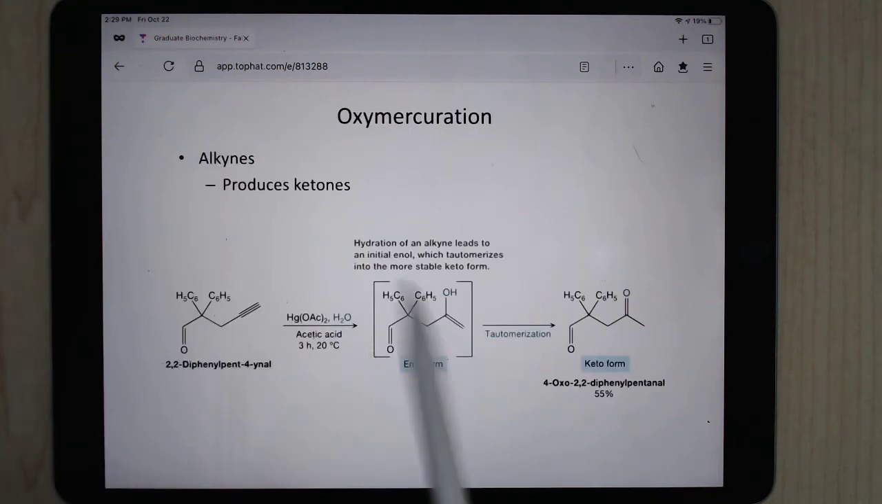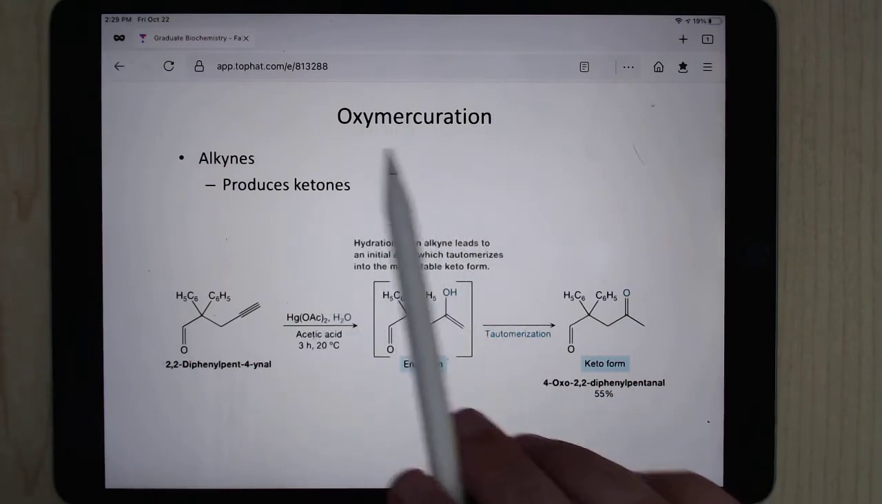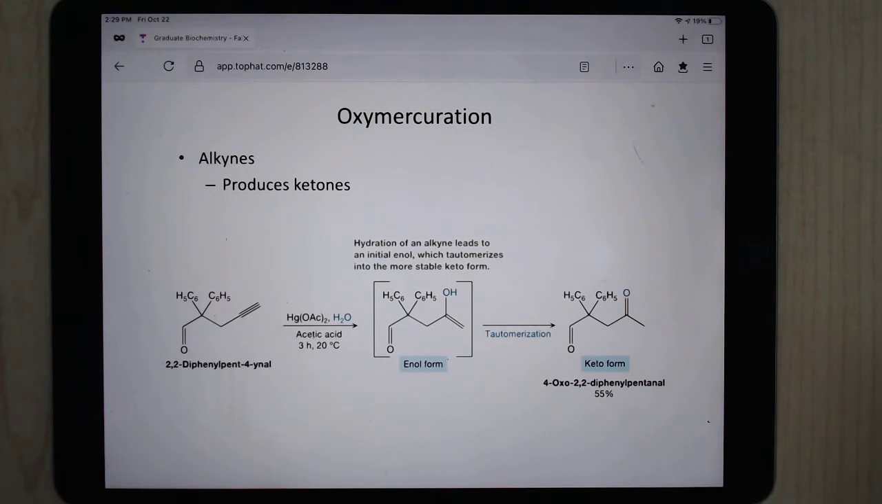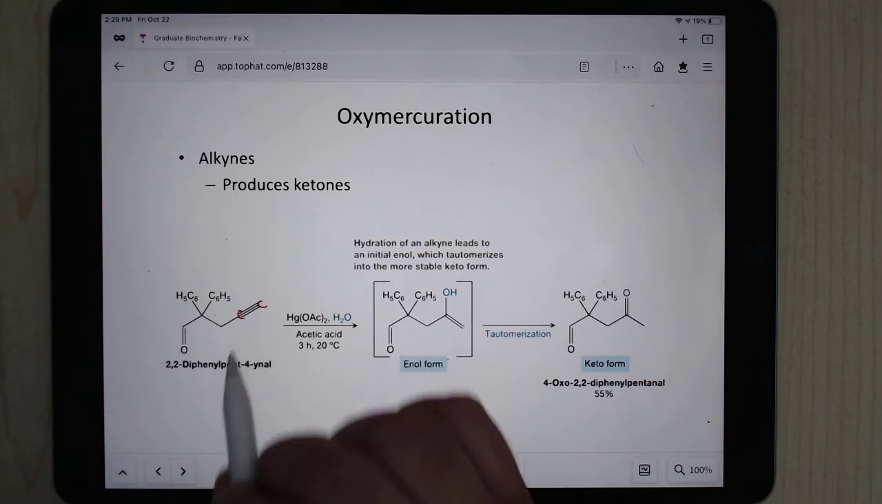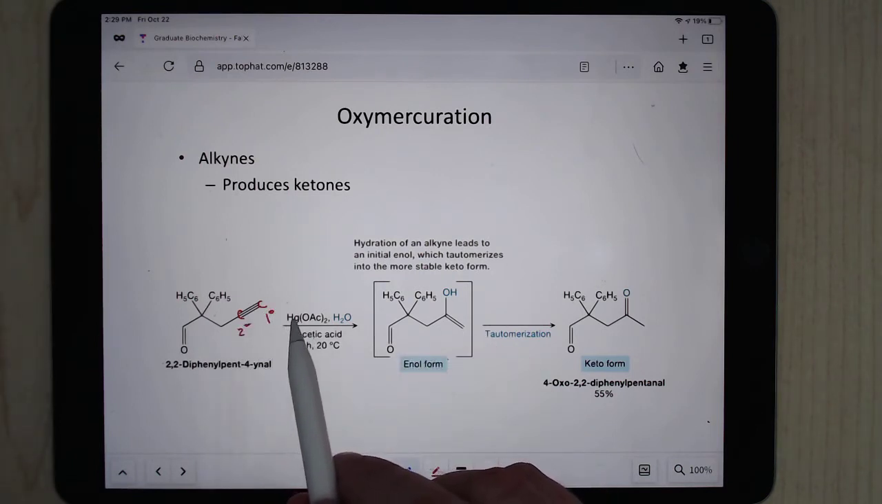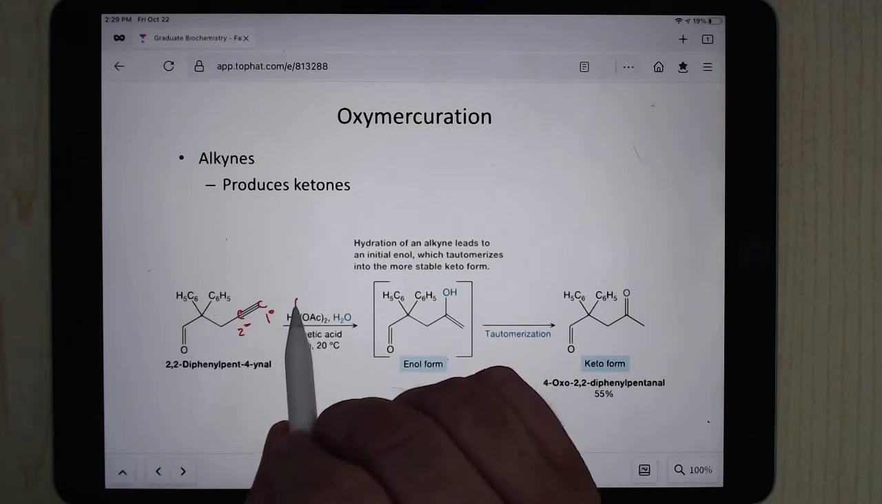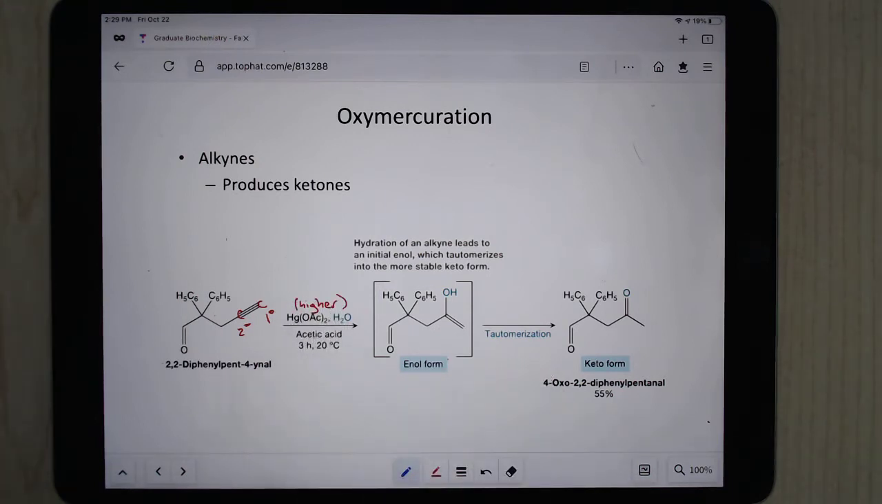Now, where these start to differ from the alkenes is when you start adding water across here. The first addition of the water: if you're doing oxymercuration, again, you've got your carbons here. This is secondary, this is primary. With oxymercuration, this means the OH is going to go on the higher numbered side.